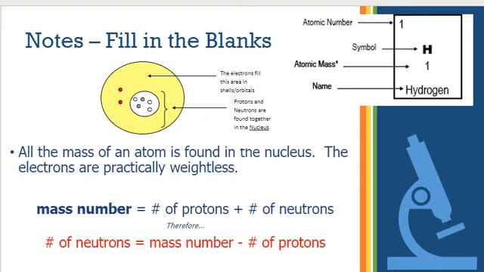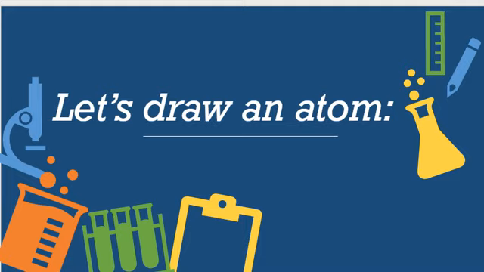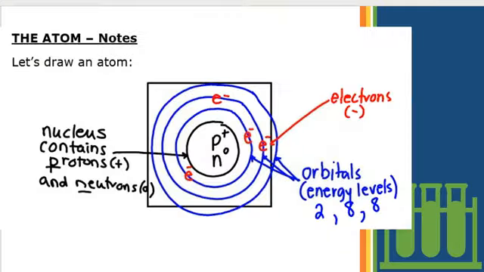So if all the mass is found inside the nucleus, that atomic mass, or mass number, is going to be the number of protons plus the number of neutrons. If we want to find the number of neutrons, it's going to be the mass number, or atomic mass, minus the number of protons. So we do have to do a little bit of math to figure out how many neutrons there are in an atom. Let's draw an atom together, and we're going to practice this over the next few days.